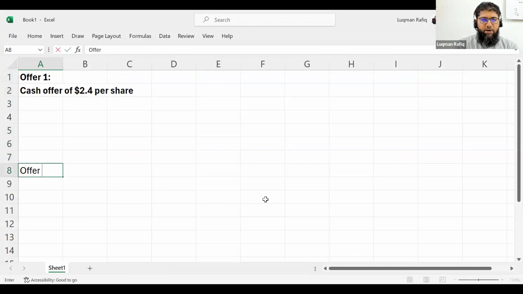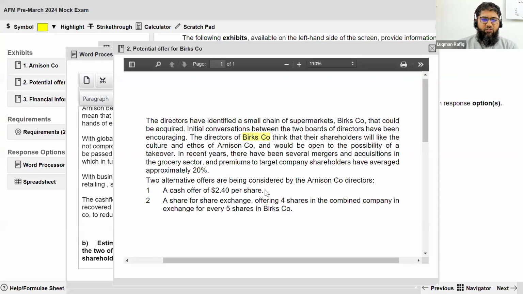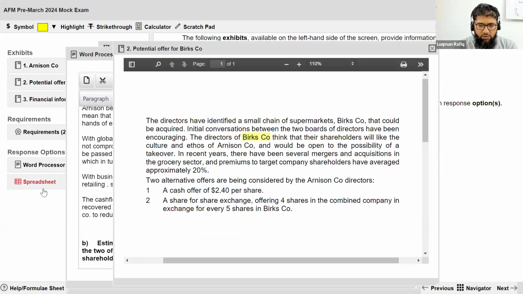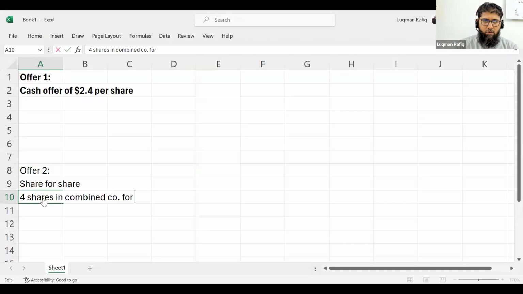Then we have offer number 2, a share for share exchange offering 4 shares in the combined company in exchange for 5 shares in Burks company.